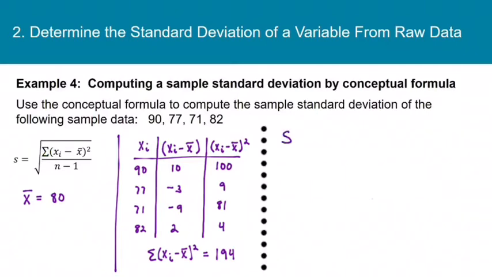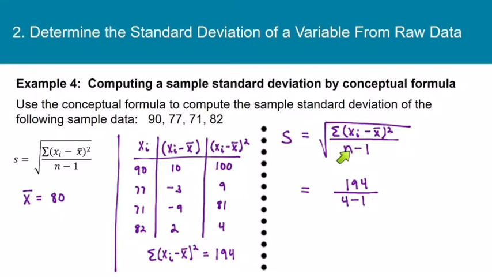So I'm going to recopy our formula over here, and then I'm going to say this top expression is equal to 194, and the bottom expression is sample size minus 1, so that's 4 minus 1, and it's all under a radical. And now we know 4 minus 1 is equal to 3, and so now on your calculator, the square root of 194 over 3 is equal to 8.0, and I did keep one decimal place because the data does not have any decimal places, so my calculated statistic should have one decimal place.